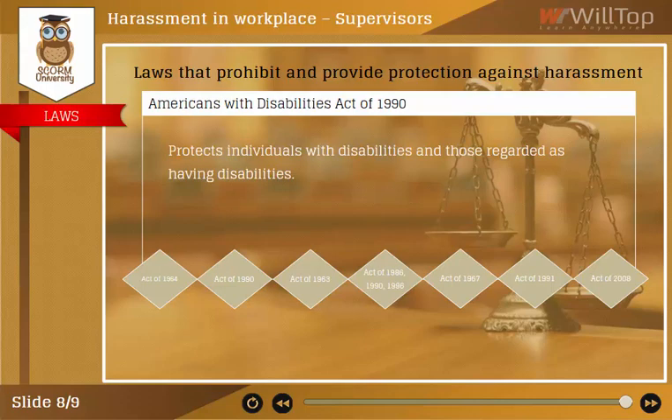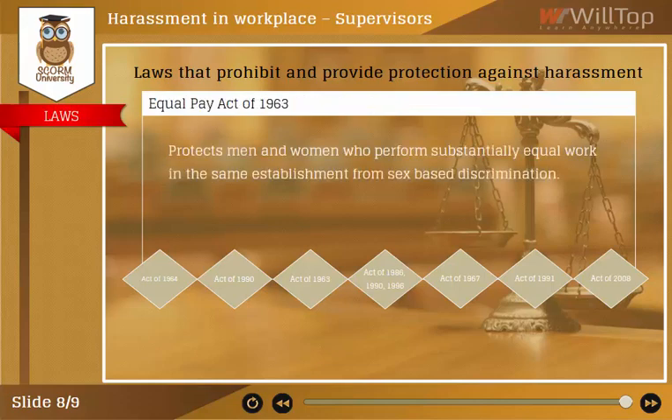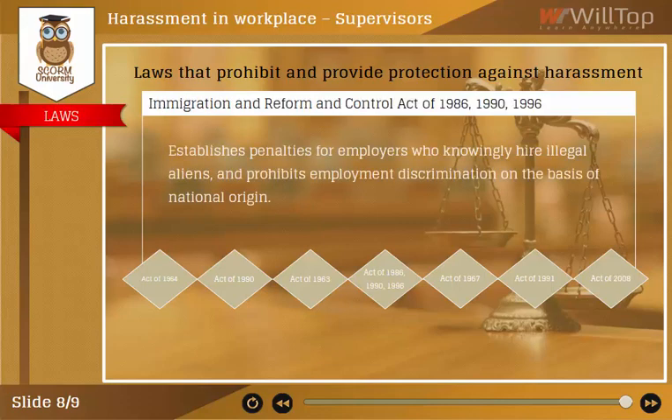Protects individuals with disabilities and those regarded as having disabilities. Equal Pay Act of 1963 protects men and women who perform substantially equal work in the same establishment from sex-based discrimination. Immigration Reform and Control Act of 1986, 1990, 1996 establishes penalties for employers who knowingly hire illegal aliens, and prohibits employment discrimination on the basis of national origin.